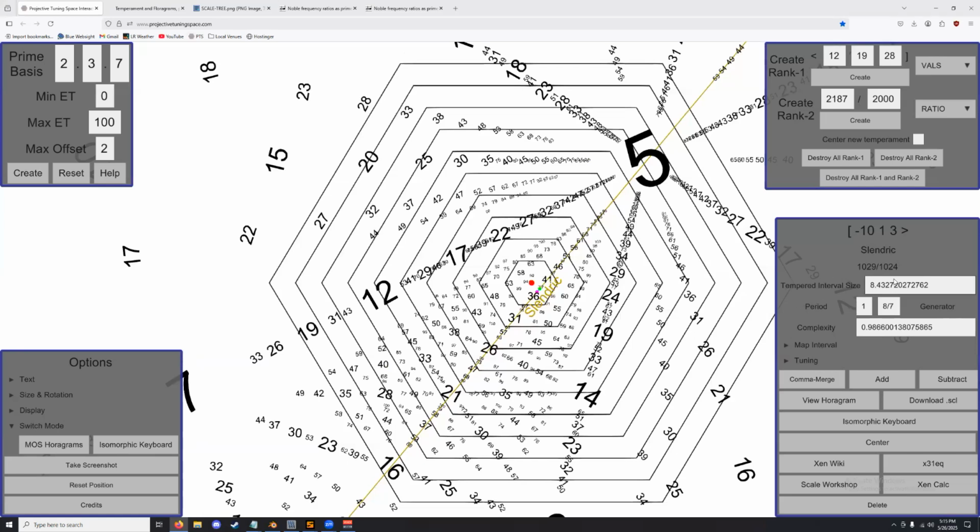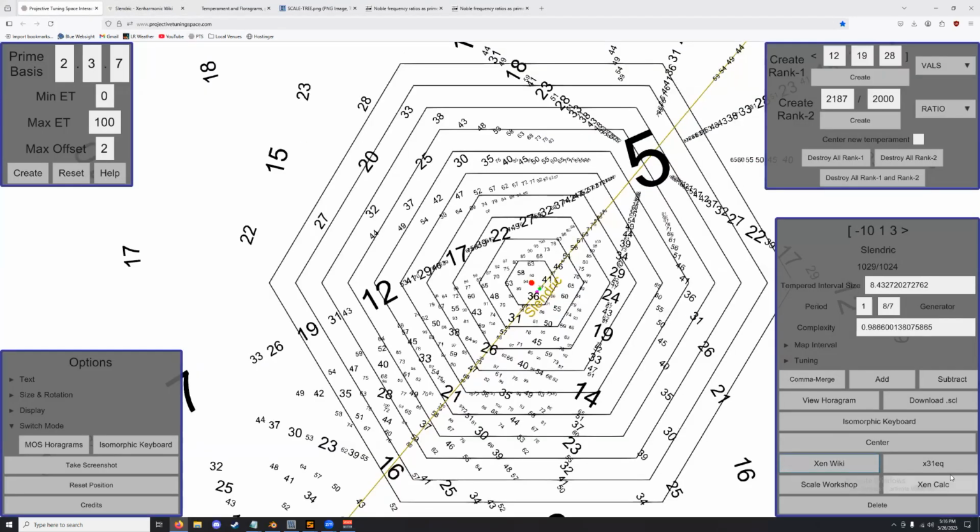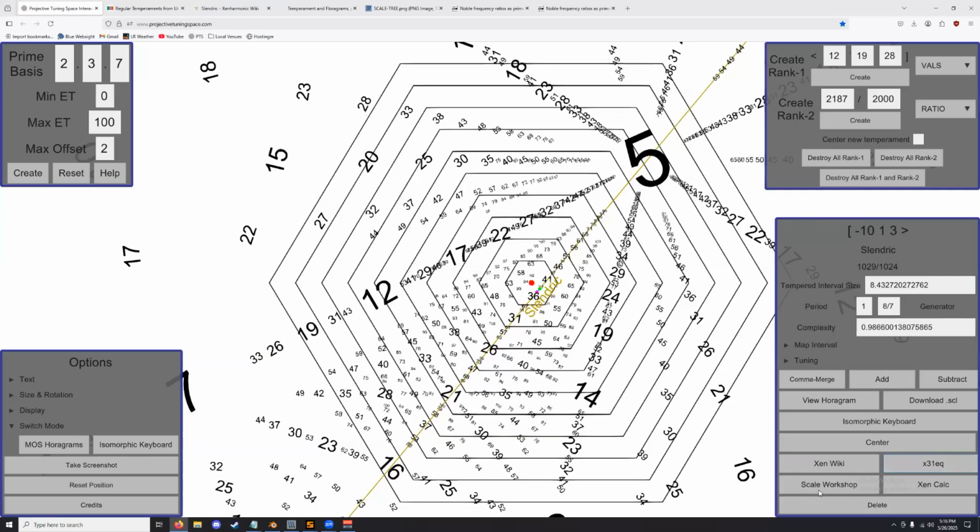Things, you've also got some buttons that take you to other sites. And I assume that those buttons take whatever temperament you have and put it in that site. Like if you click ZenWiki, you would go to Slendrick on the ZenWiki. If you go to Scale Workshop, it generates the scale for you in Scale Workshop. Essentially, is that right? Yeah.